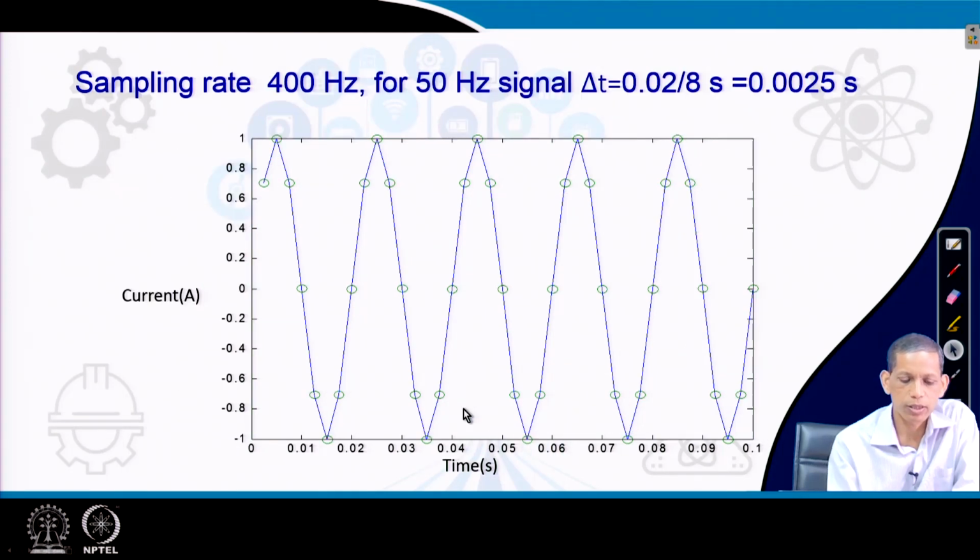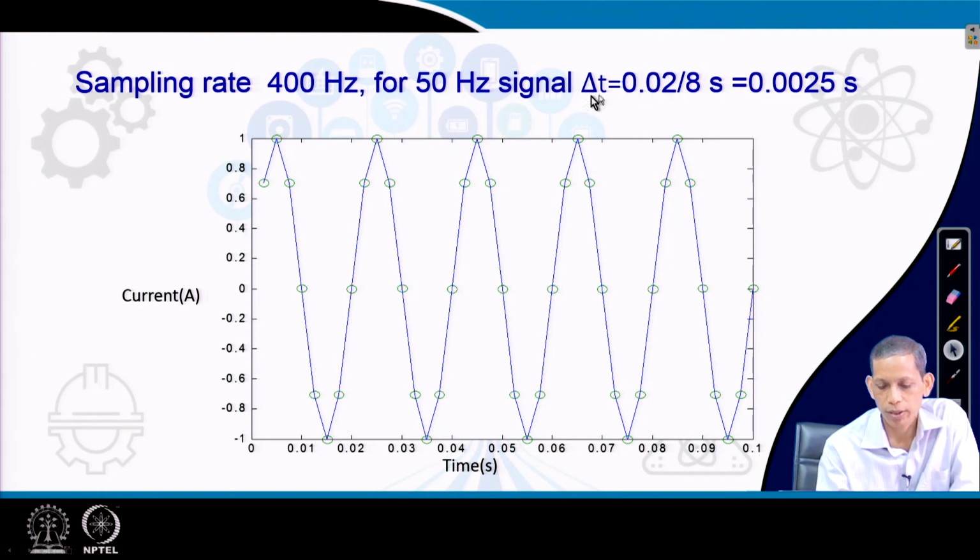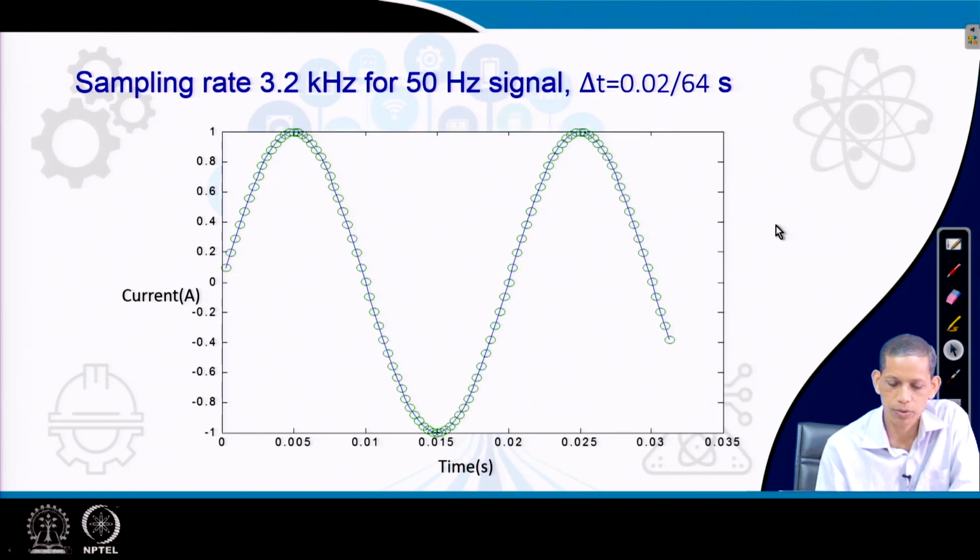Now, let us come to another situation. We have only 400 hertz sampling. For the 50 hertz system we have a 20 millisecond period, so 0.02 second, and this 400 hertz corresponds to delta t equal to 0.02 divided by 8 samples. It means that it has 8 samples in one cycle, and the time between two consecutive samples is 0.0025 second only. So, as compared to the earlier case of 1 kilohertz, we have fewer samples in a cycle or in 1 second. That is clearly visible from these two pictures.